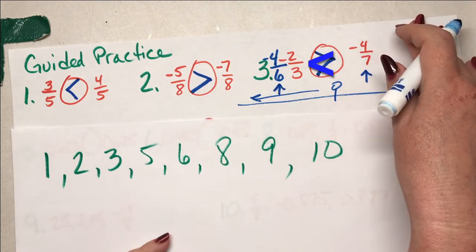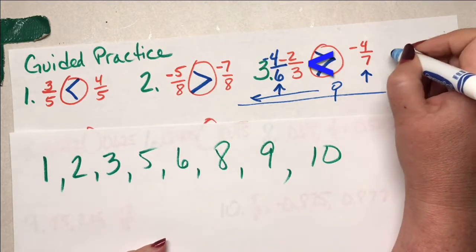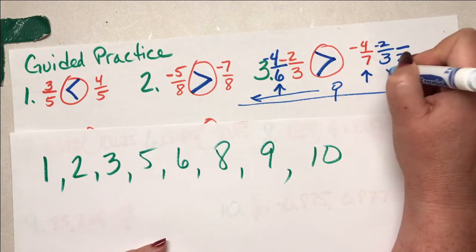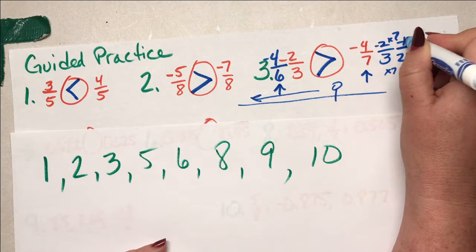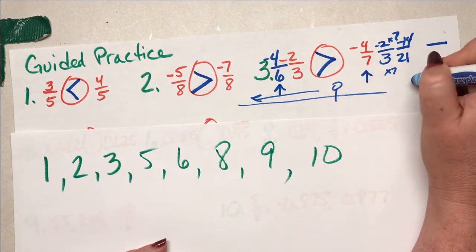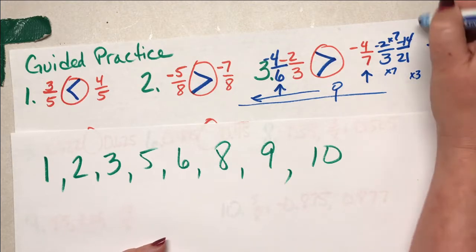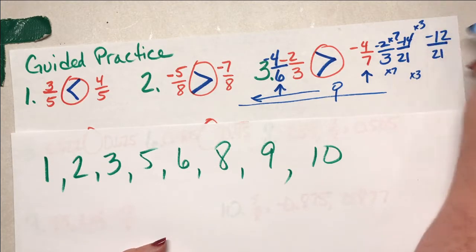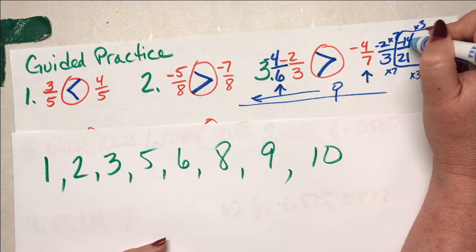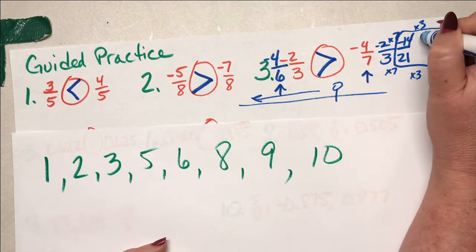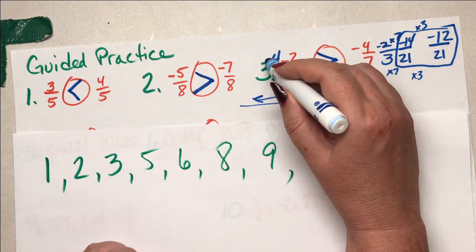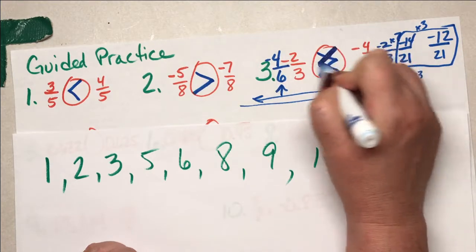If you went the other route and you found common denominators, then negative 2/3 goes into 21, negative 14 times, and negative 4/7. 7 times 3 is 21, 4 times 3 is negative 12. So I'm comparing these numbers, and negative 14 is smaller than negative 12. And you want to do this because this is the bigger number, but because it's negative, this is our answer.